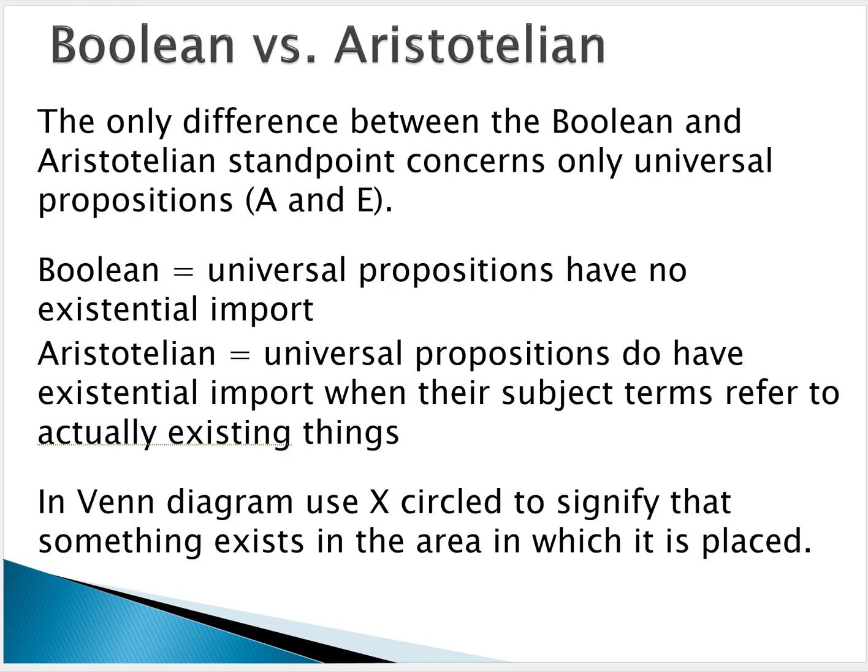The only difference between Boolean and Aristotle's standpoint concerns, again, remember, only A and E. Those are the only two you have to worry about. I and O, doesn't matter. In the Boolean standpoint, universal propositions have no existential import, but for Aristotle, universal propositions do have existential import when their subject terms refer to actually existing things. So the Venn diagram uses the X circle to signify that something exists in that area in which it is placed. So again, that little circle around the X is going to help you.